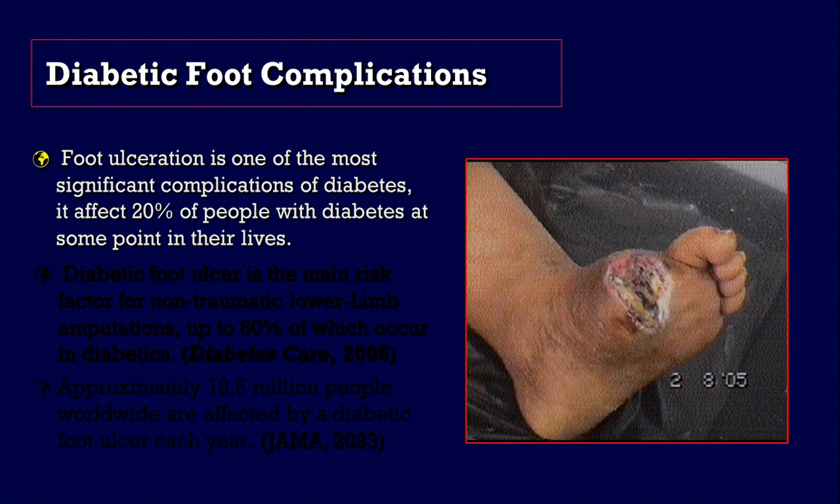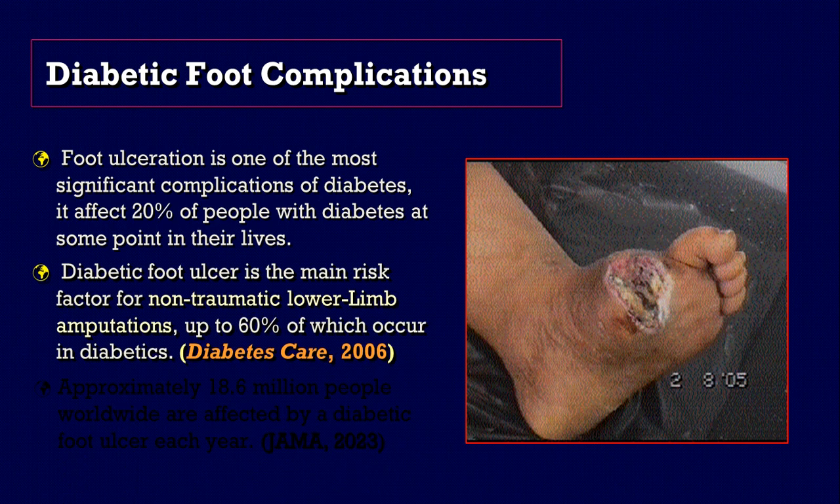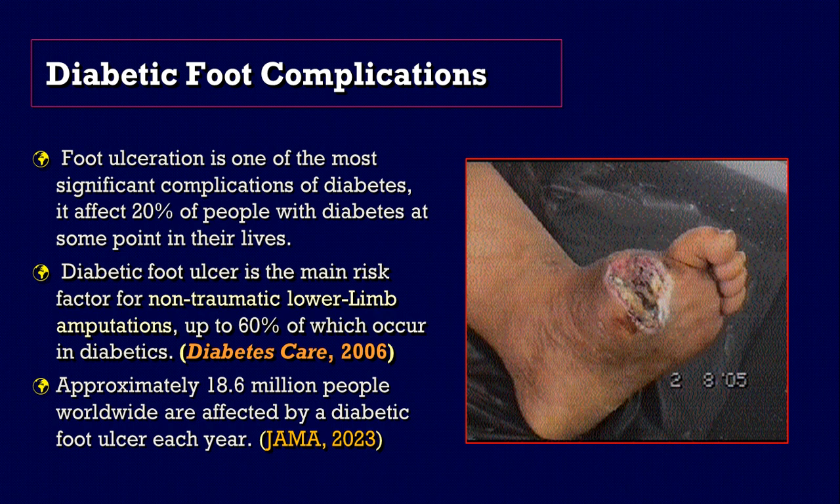Foot ulceration is one of the most significant complications of diabetes. It affects 20% of people with diabetes at some point in their lives. Diabetic foot ulcer is the main risk factor for non-traumatic lower limb amputations, up to 60% of which occur in diabetic patients. Approximately 18.6 million people worldwide are affected by diabetic foot ulcer each year.